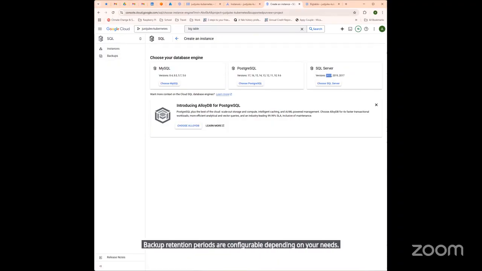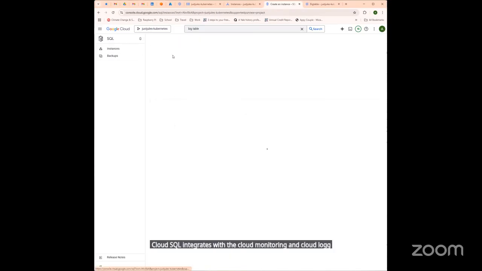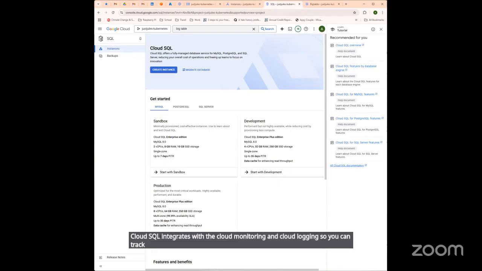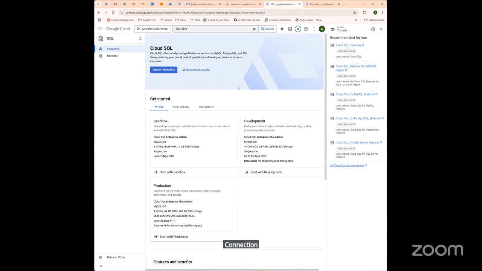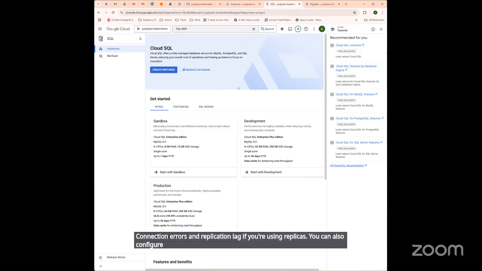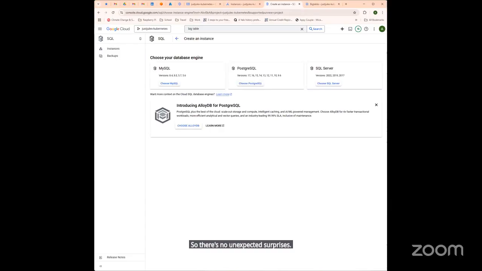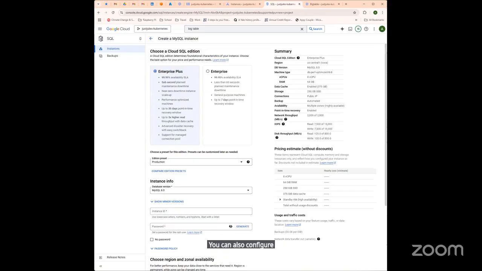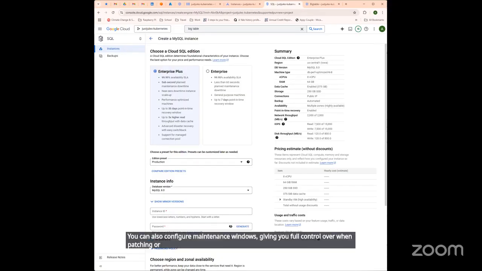Monitoring and maintenance. Cloud SQL integrates with Cloud Monitoring and Cloud Logging, so you can track CPU and memory usage, slow query logs, connection errors, and replication lag if you're using replicas. You can also configure maintenance windows, giving you full control over when patching or restarts occur, so there are no unexpected surprises.